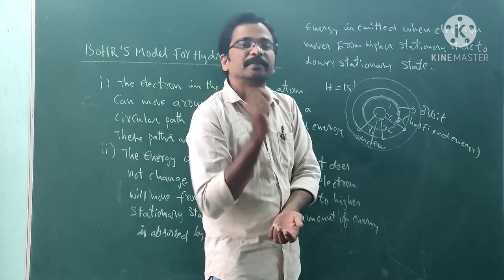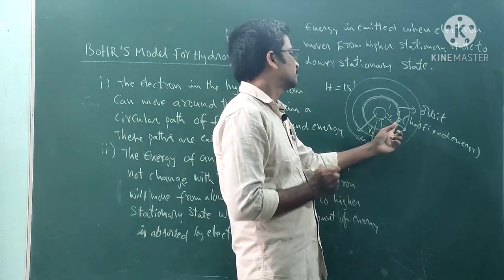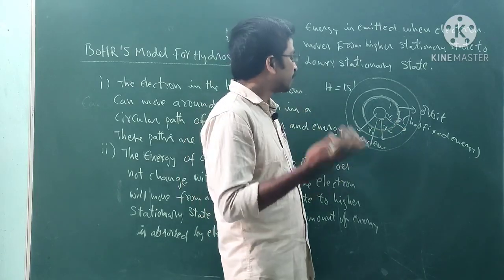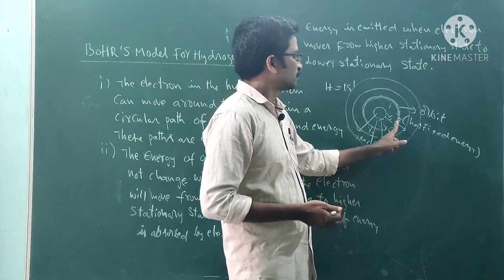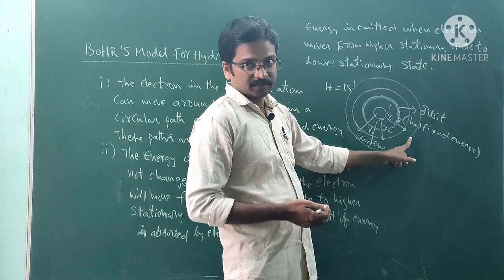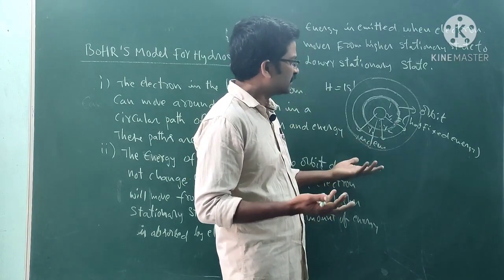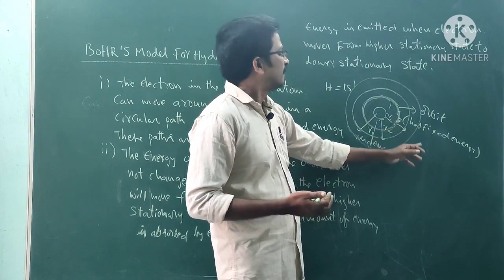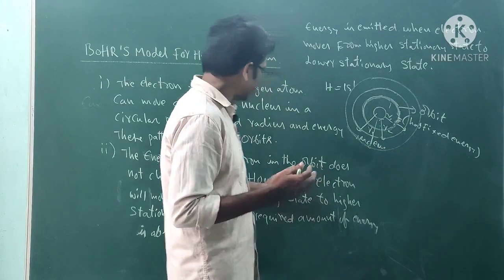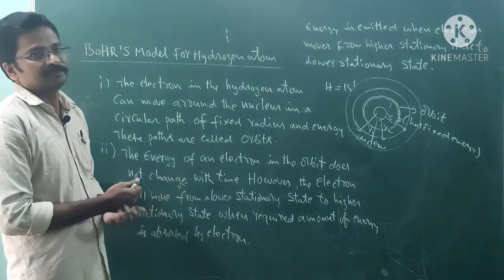It depends on how much energy you supply to the electron. If you have supplied limited energy, then the electron can go only from this level to this level. If you supply more energy, then the electron goes from this level to maybe this level. Because you have supplied more energy, going to another level is also possible. This is the way they are saying.